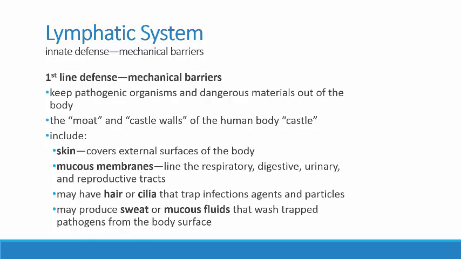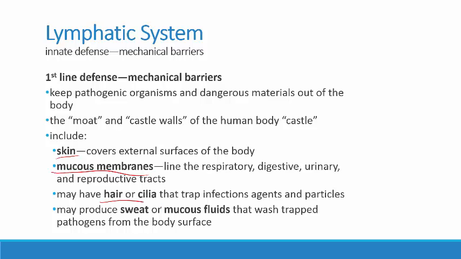So they involve the skin, a barrier that covers the external surfaces of the body, and the mucous membranes that line the respiratory, digestive, urinary, and reproductive tracts. All those openings that open out to the external environment could be a surface across which a pathogen might try to gain entry into the body. And so we have those membranes. They frequently have multiple layers of cells to make it harder for a pathogen to get into the body.